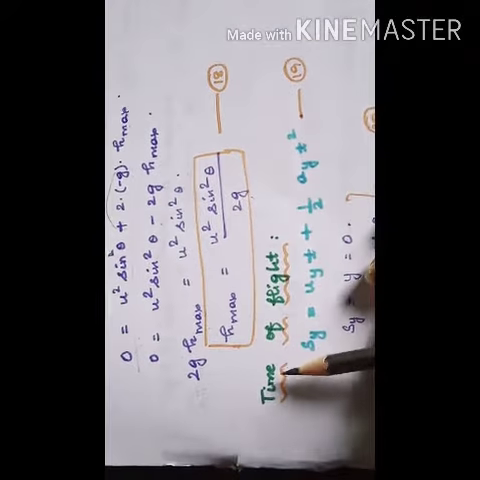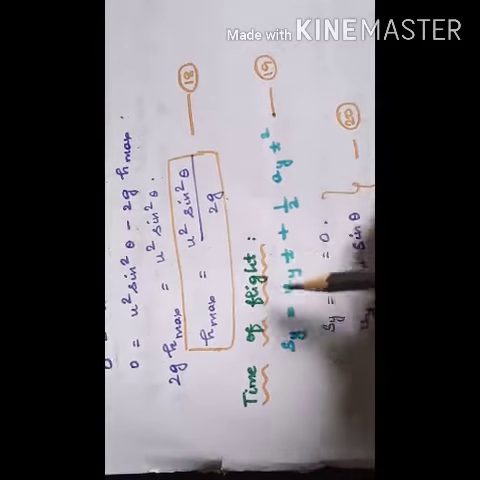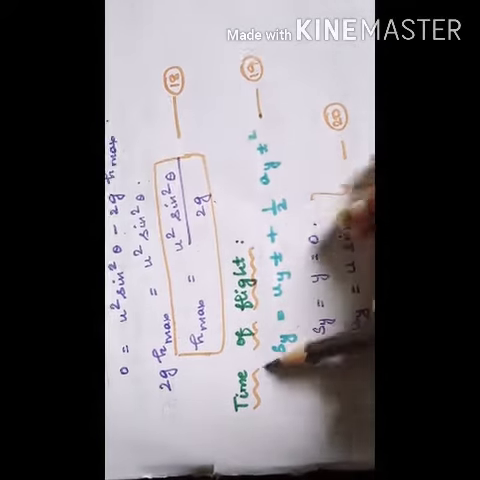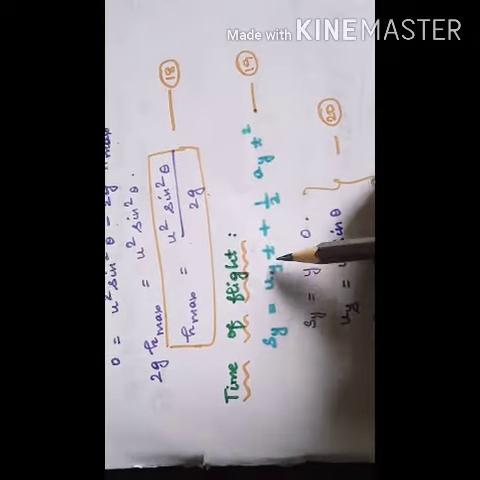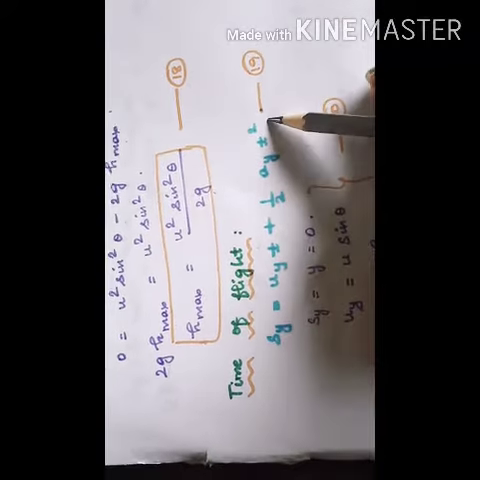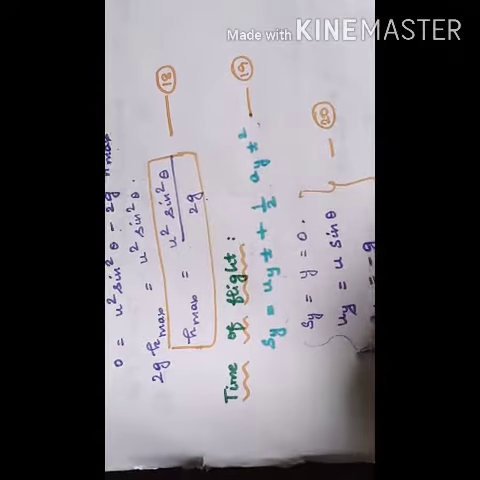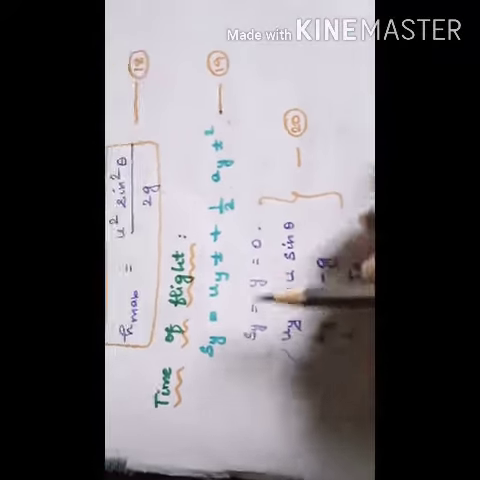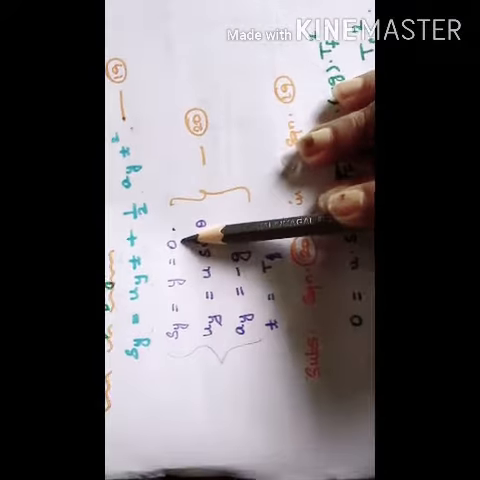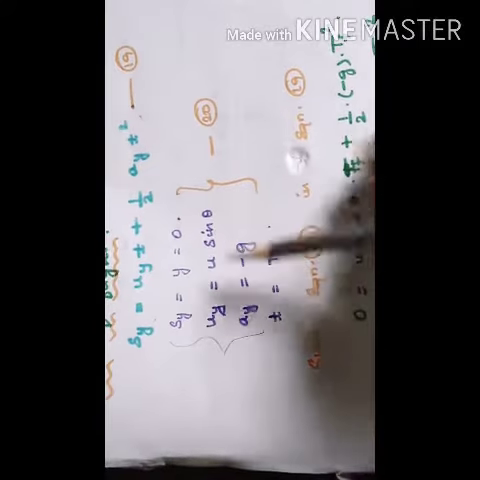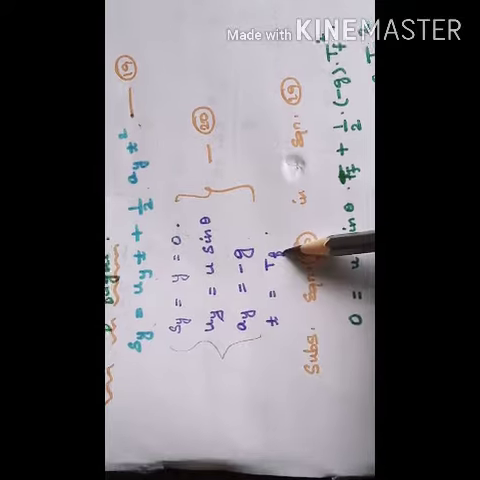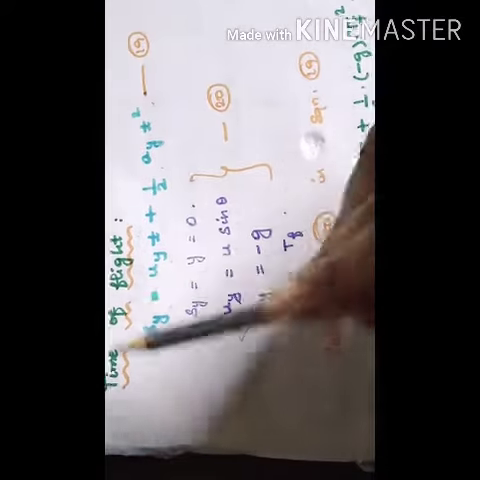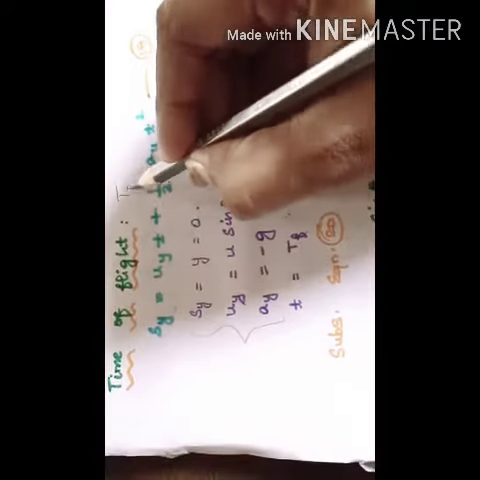The next system is time of flight. For that we use the second kinematic equation, sy is equal to uy t plus half ay t square. Here also we replace some values: sy is equal to 0, uy is equal to u sin theta, ay is equal to minus g, and in the place of t we substitute tf. The time of flight is represented by the variable tf.